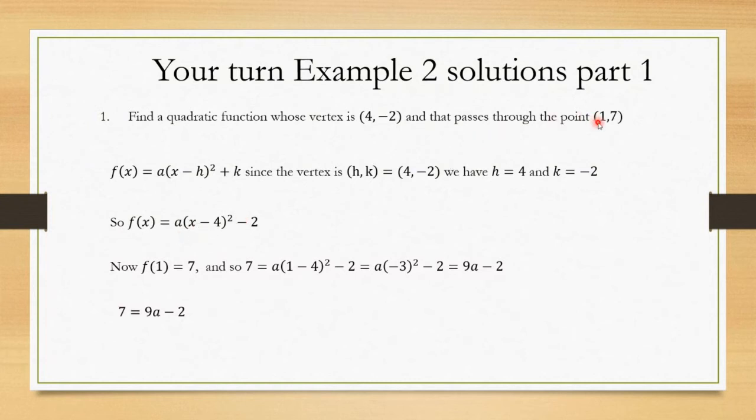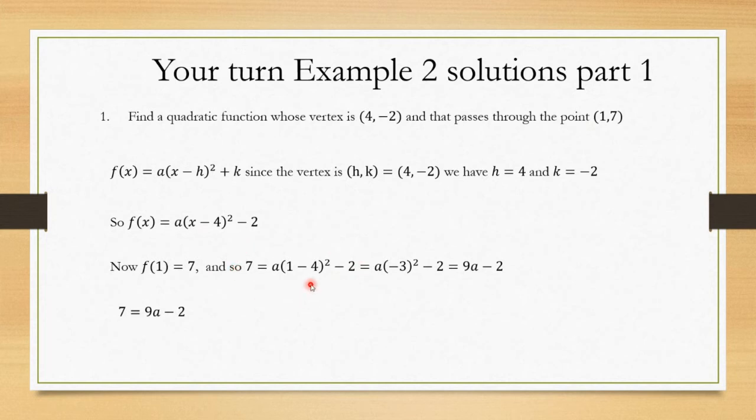We know it passes through the point (1, 7). So that means f of 1 must be 7. In other words, when x is 1, this expression must equal 7. That's what we're using here. So when x is 1, the whole thing is 7.